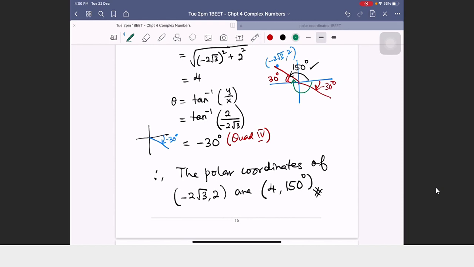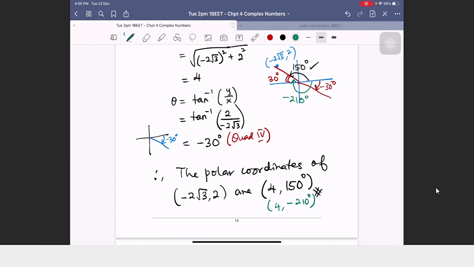Okay, can also. What is that? That is negative 210, isn't it? So you can also say negative 210. Still correct. And not only that, people can add one more round, 150 degrees plus 360. Can also. So basically, there are infinitely many representations or coordinates for polar.